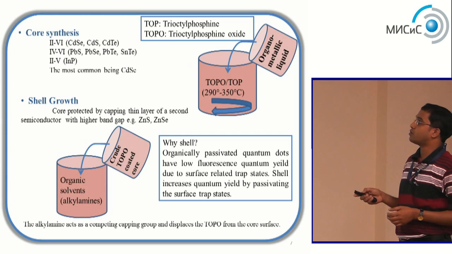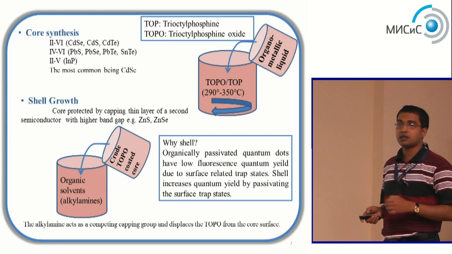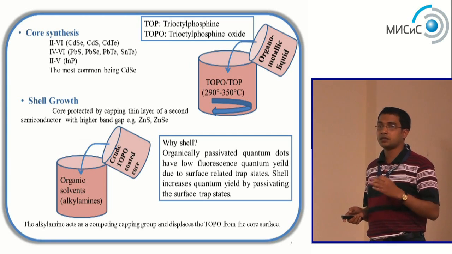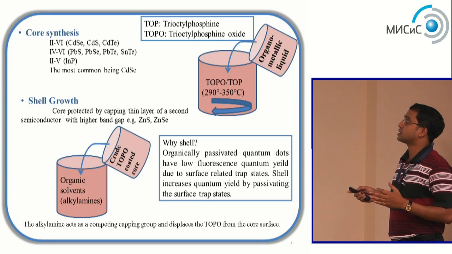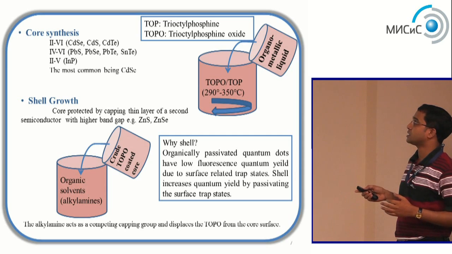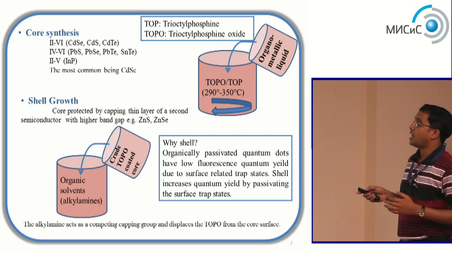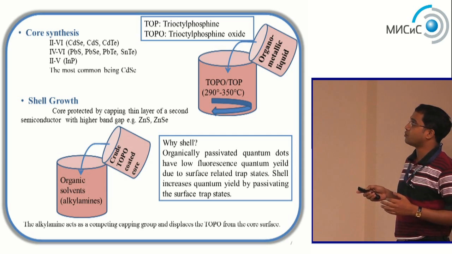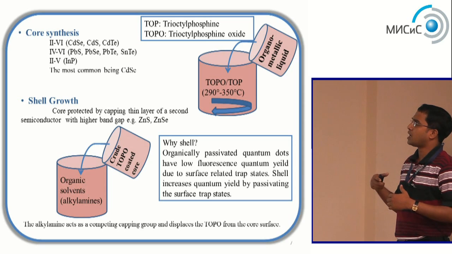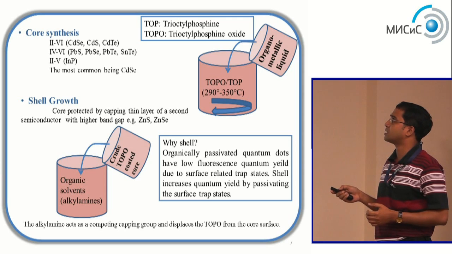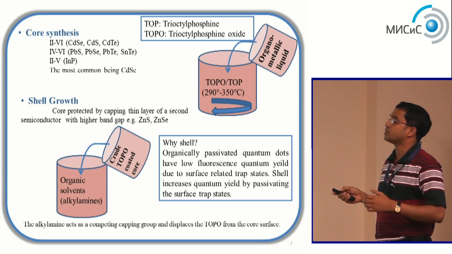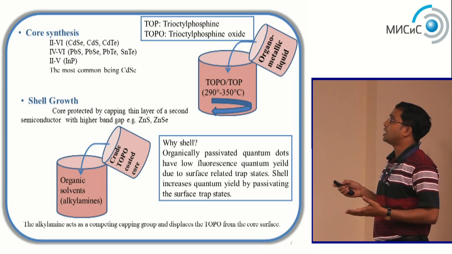The first one is the core synthesis. Now people are thinking to make quantum dots with TOP or TOPO. TOP is trioctyl phosphine, and TOPO is trioctyl phosphine oxide. And the main thing, I have seen lots of journals, more than 5,000, that mention they synthesize the quantum dots with TOPO.